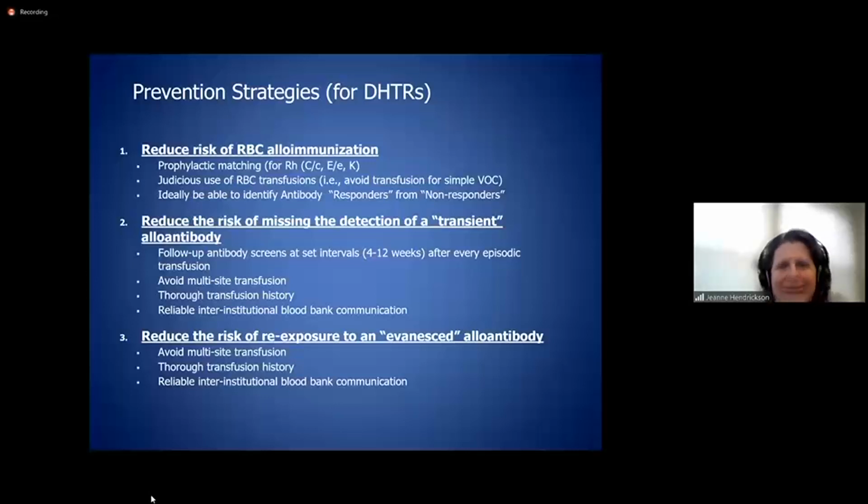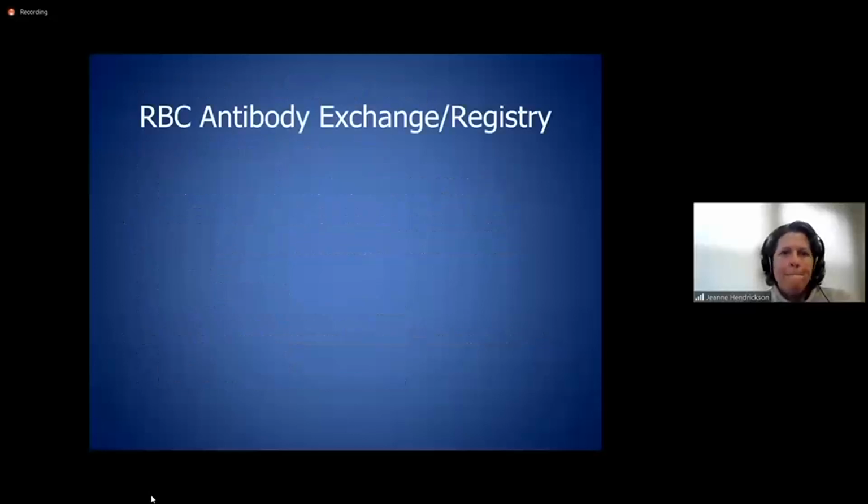So optimally, the patient would know their transfusion history, would know their antibody history, and optimally, there would be better inter-institutional blood bank communication. And then likewise, to reduce the risk of re-exposure to an evanescent antibody really requires better communication than we currently have, at least in the United States.